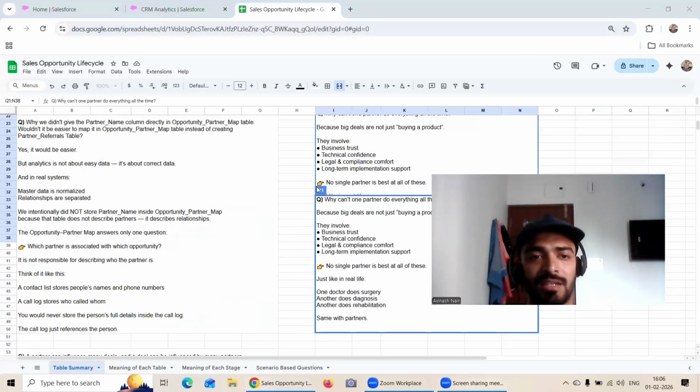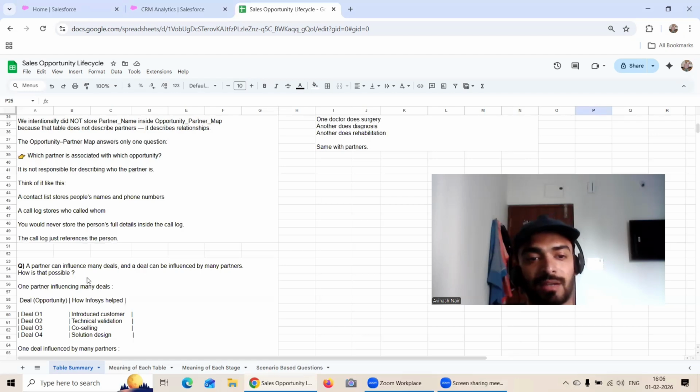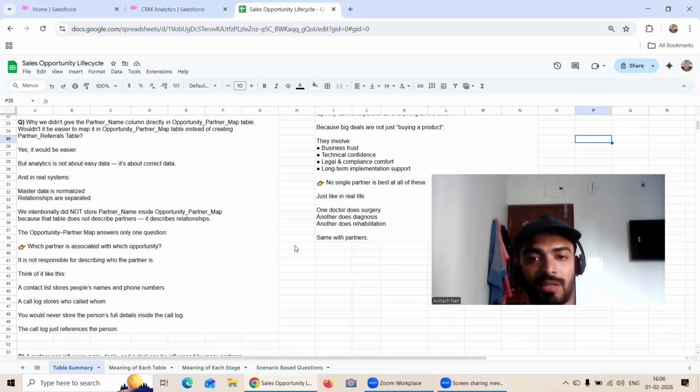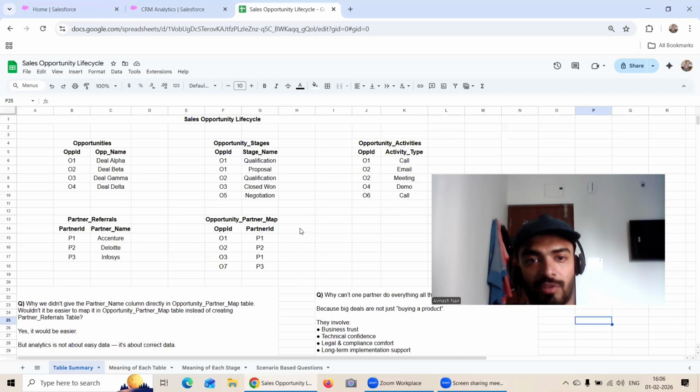I hope it's clear. We already walked through all these questions. Why we didn't give the partner name column directly, I mentioned that part, right? It's basically because in a real system, that's not the way it works. And analytics is all about correct data, not easy data, right? Similarly, I answered why a partner can influence many deals and a deal can influence many partners, and why one partner cannot do everything all the time for a particular deal.